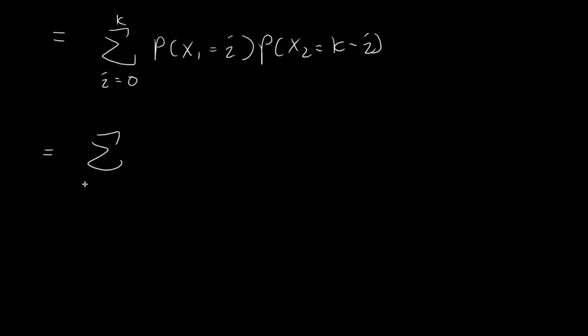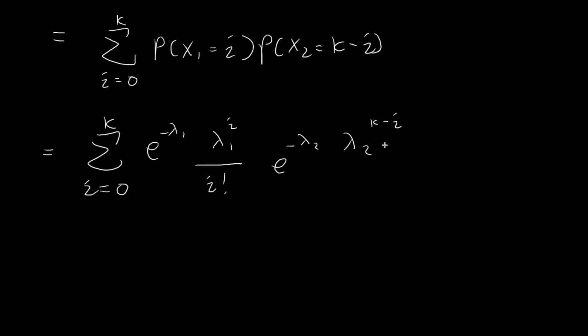We can further simplify this by using the fact that X1 and X2 are both Poisson random variables, so let's rewrite this using the Poisson probability mass function. For the X1 term, we have e to the power of negative lambda1, times lambda1 to the power of i, divided by i factorial. For the X2 term, which is also Poisson, we have e to the power of negative lambda2, times lambda2 to the power of k minus i, divided by k minus i factorial.